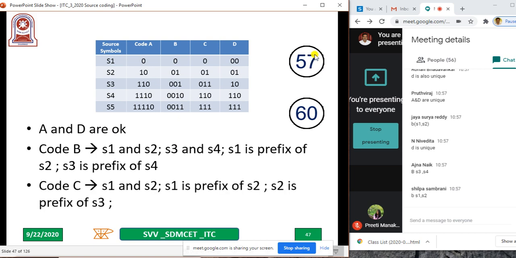Those who still have doubts can go through this slide and try to understand. Most of your classmates have typed this in the chat box, and I'm sure you might have understood. Still, if you have a doubt, you can read it. I'll wait for another 6 seconds. So let us go to the next.